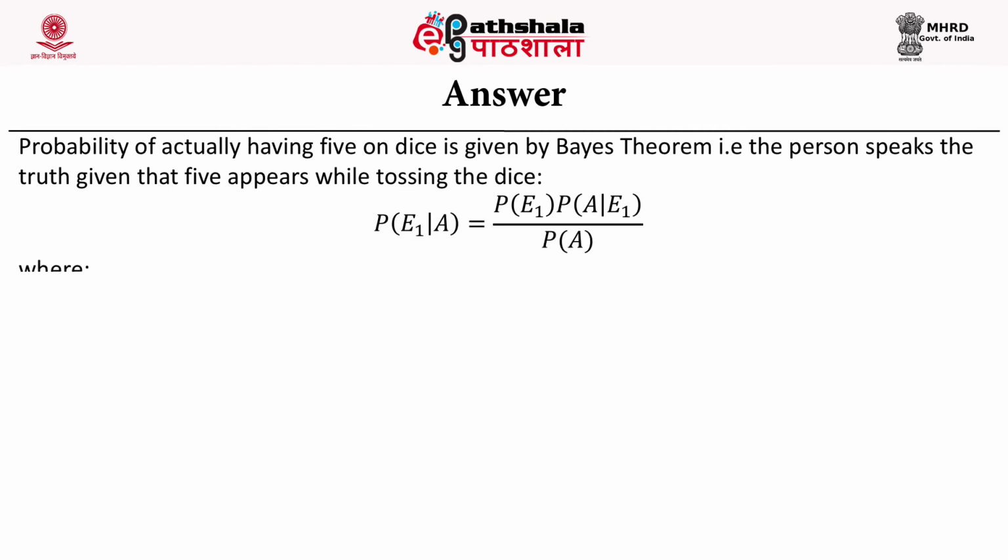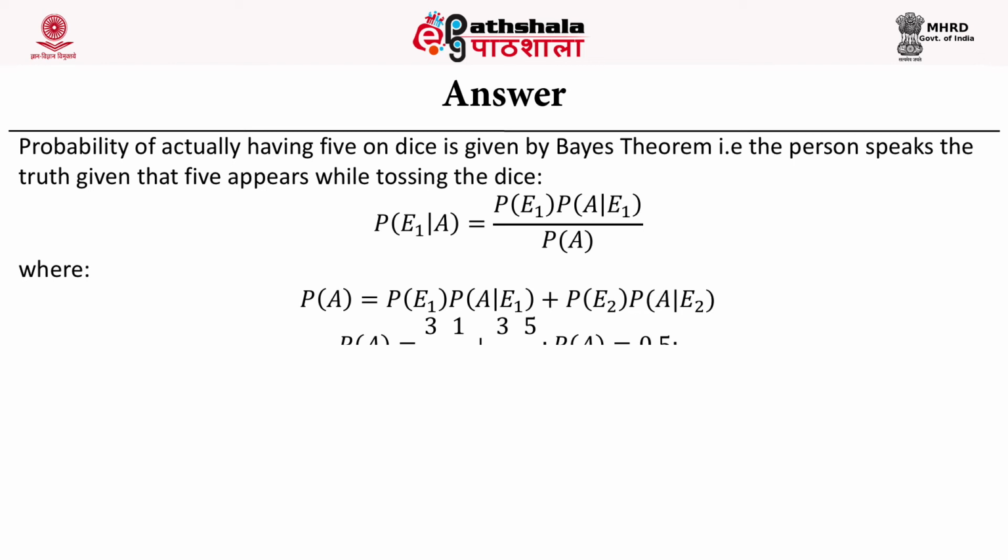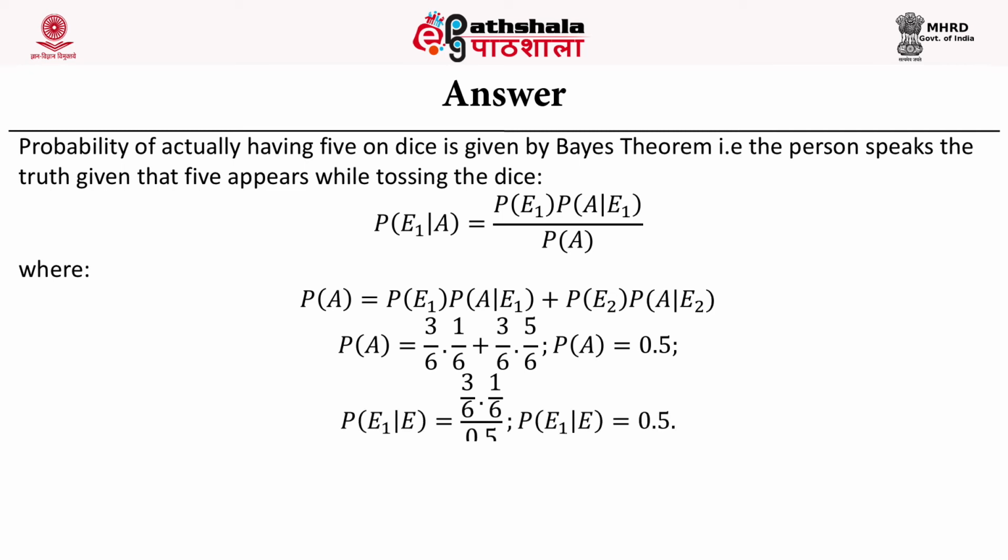So probability of E1 given A is equal to probability of E1 into probability of A given E1 divided by probability of A, where probability of A is equal to probability of E1 into probability of A given E1 plus probability of E2 into probability of A given E2. So probability of A is coming out to be 0.5 after putting the values. So probability of E1 given A is solved as 0.5. So the probability of actually having 5 on a dice is 0.5.